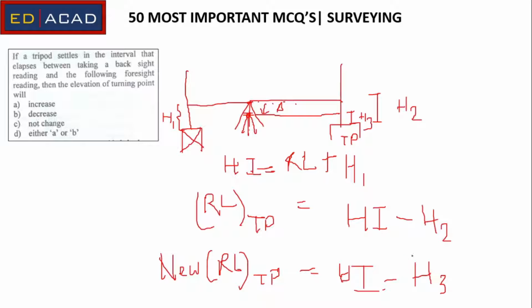So you can clearly see, you can compare these two, and since h3 is smaller than h2, this value HI minus h3, or we can say the new RL, will be greater than the previous RL, right? So because of the settling of the instrument, we can see that the RL is getting increased. So our correct option would be A. It will increase. I think this should be clear.